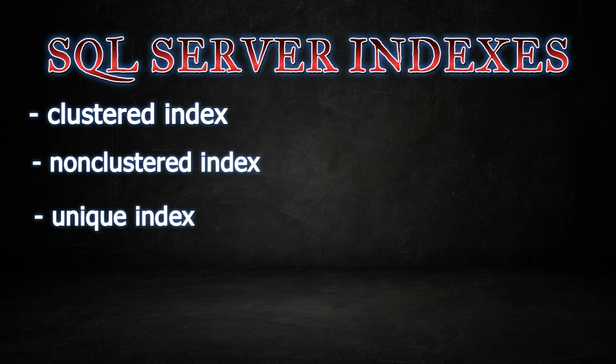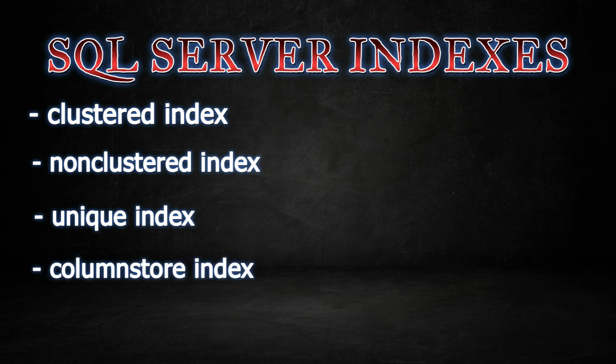You also have a unique index. A unique index ensures that the index key contains no duplicate values, and therefore every row in the table or view is in some way unique. You also have the column store index. Now column store indexes work well for data warehousing workloads that primarily perform bulk operations that are mainly read-only queries. Next we have the XML index. XML indexes are a special type of index that can be created on XML type columns.